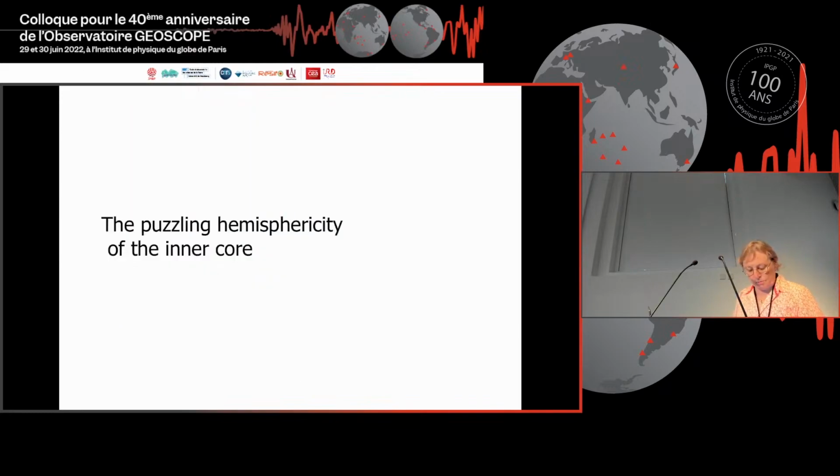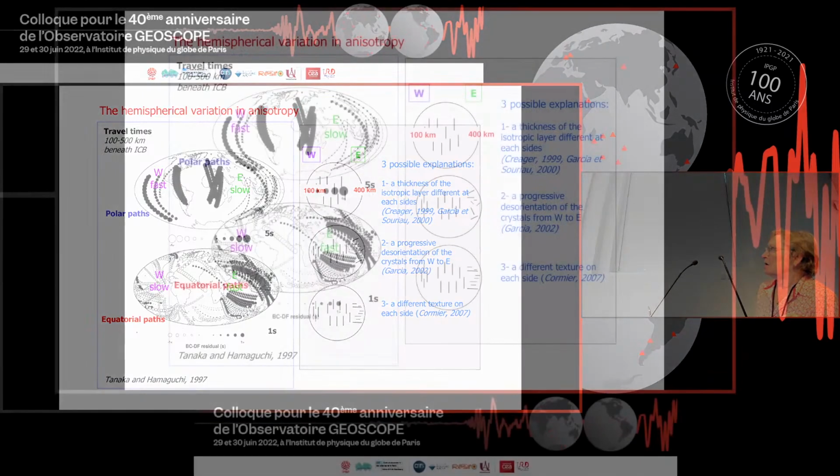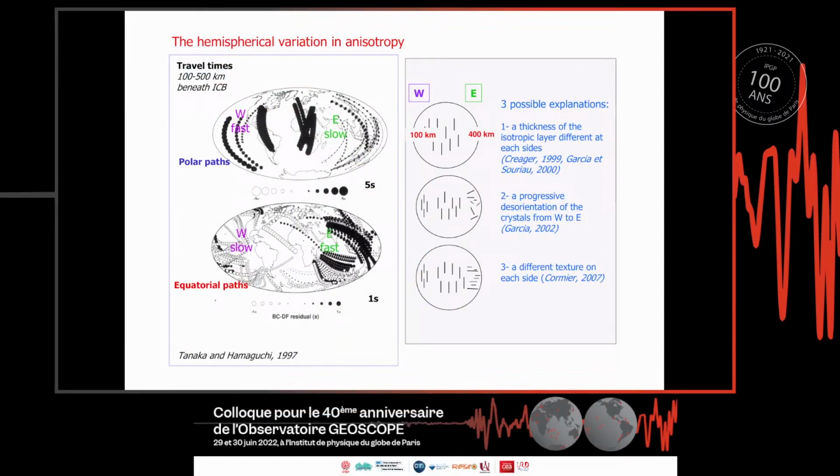Okay, let's come to the velocity. This figure is due to my Japanese colleagues Tanaka and Kuwabushi, where it's absolutely clear, in travel time anomalies, that the eastern and western hemispheres are different, both for polar paths and for equatorial paths. I think it doesn't need any comment, it's very clear.